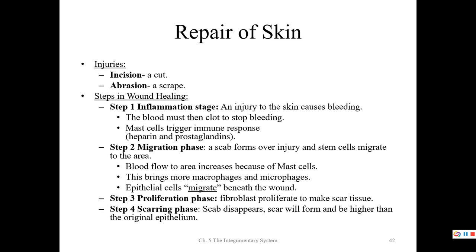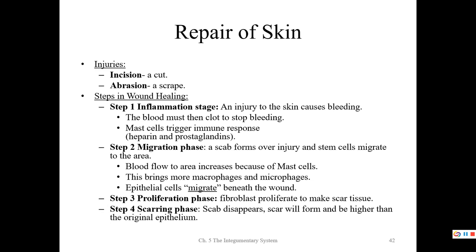So we'll talk about injuries to the skin: an incision, a cut, or an abrasion, a scrape. When these happen, the skin is injured. The first step is the inflammation stage. There's injury to the skin. There is bleeding, so a blood clot needs to stop the bleeding. Mast cells will trigger an immune response by releasing heparin and prostaglandins.